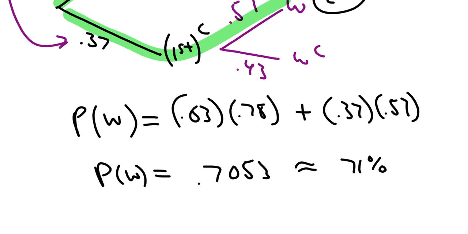Oops, I just realized I read my calculator wrong. So this should have been 0.7023, which is really about 70%. Sorry about that. Okay. We can go on.